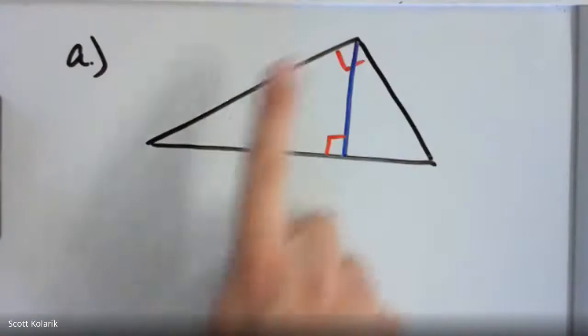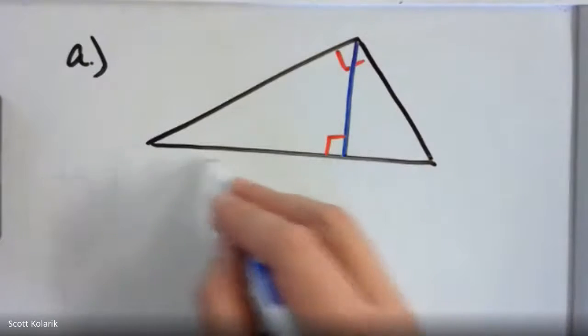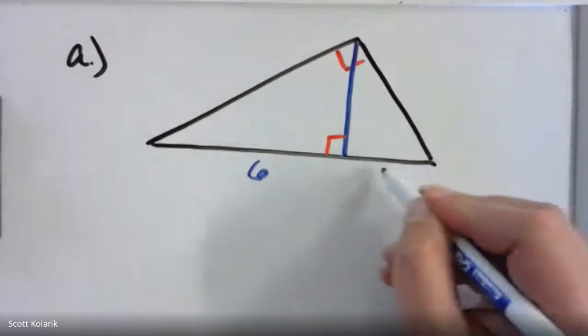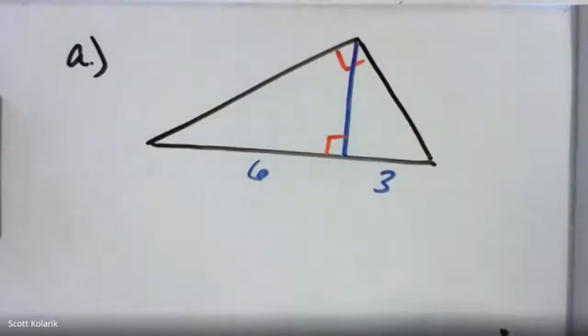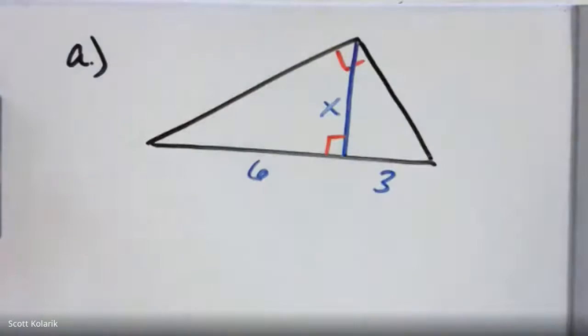We now have three triangles that are created. Each is a scale model of the other. And then we'll be told some information about some of the side lengths. In this case, we are told that this piece here is 6 units long, and we're told that this smaller piece here is 3 units long. And we're going to be asked to solve for the altitude itself, x.